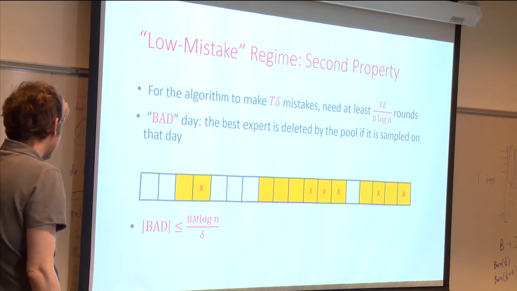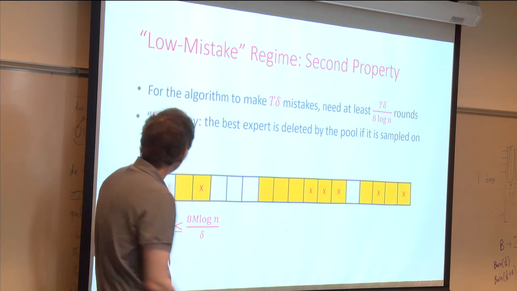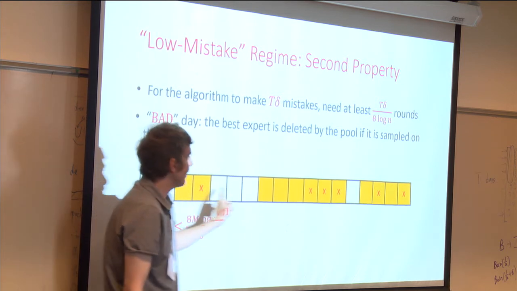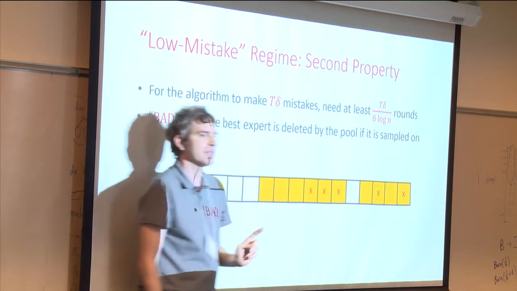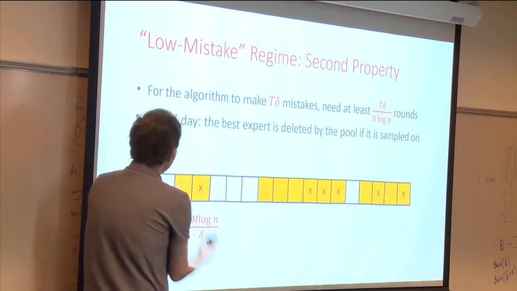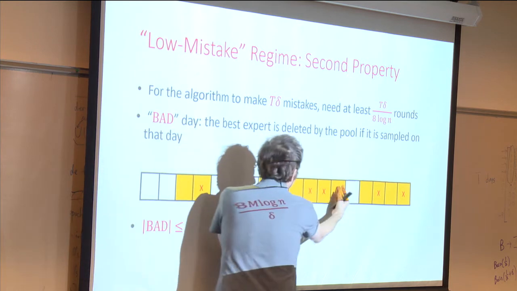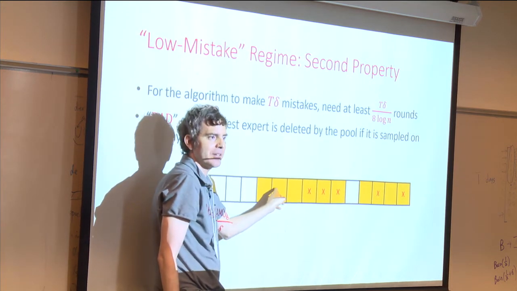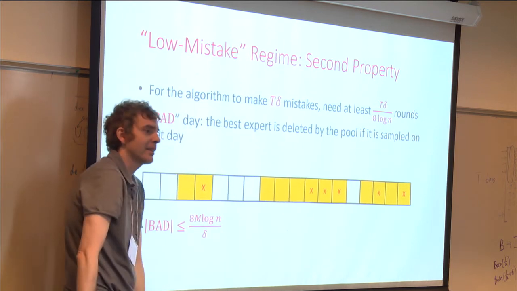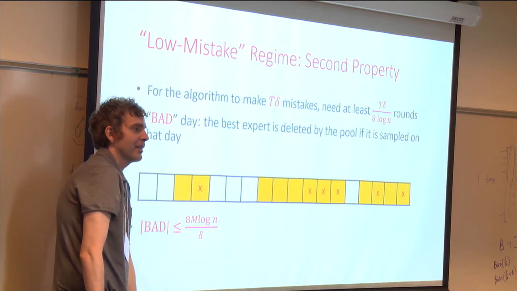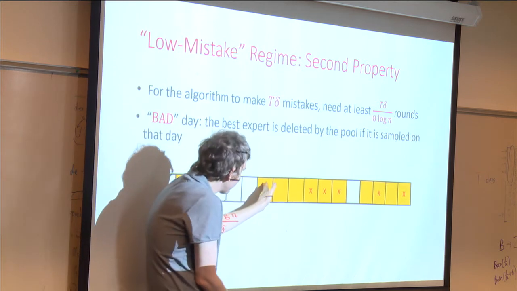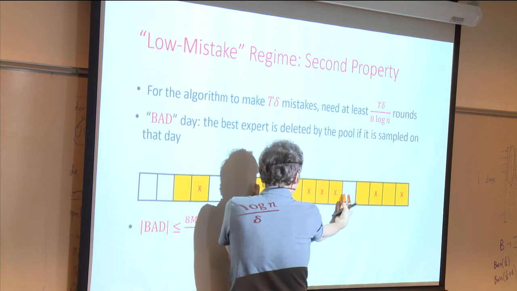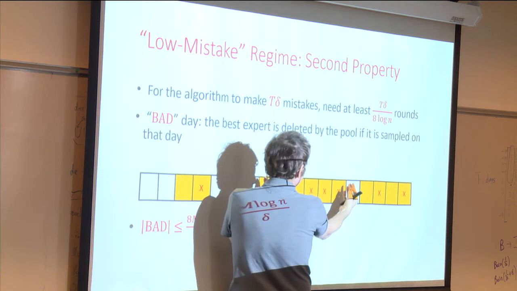which is that these boxes here correspond to days. These x's are days where the best expert made a mistake. These yellow boxes around the x's are days where, if you were to sample the best expert on that day, you would throw them away, because I'm going to keep track of how many mistakes they've made, and I notice right here, oh, they've made so many mistakes that I'm going to throw it away.